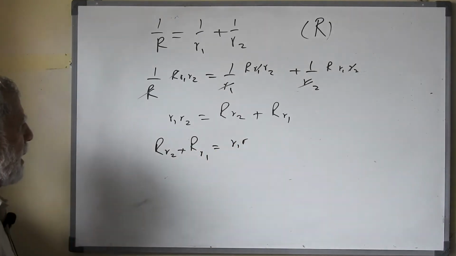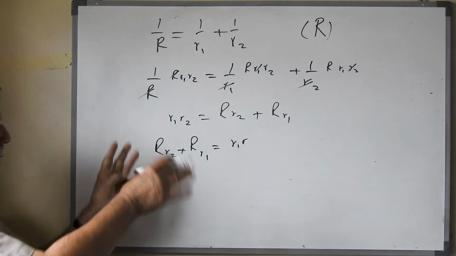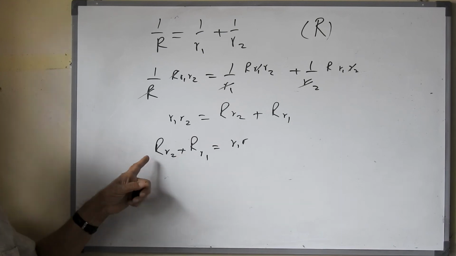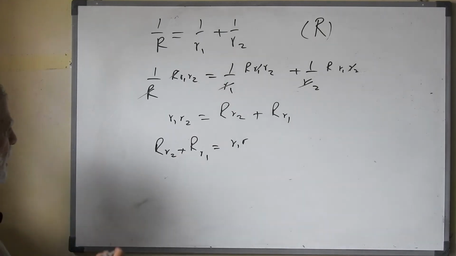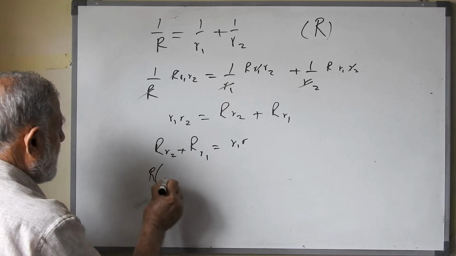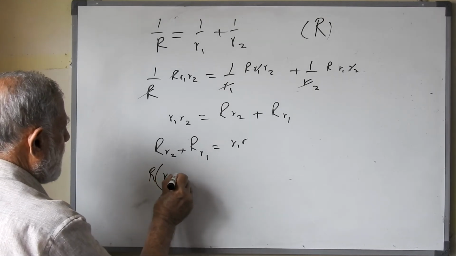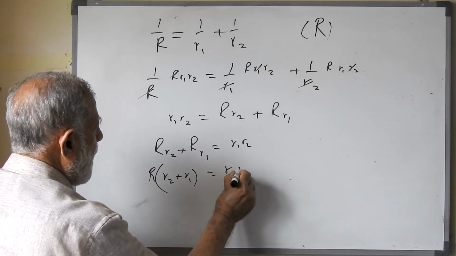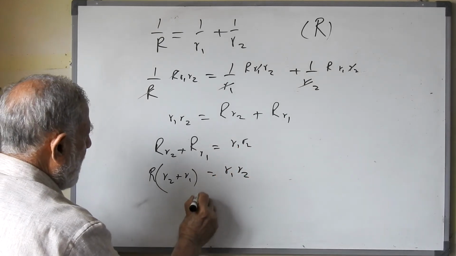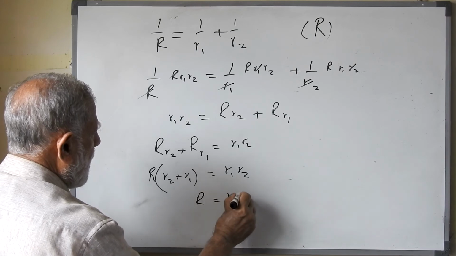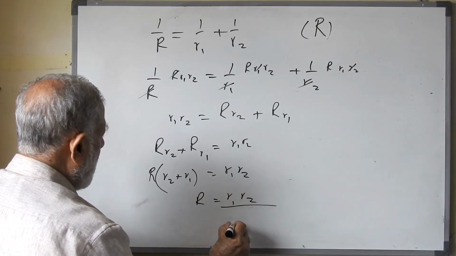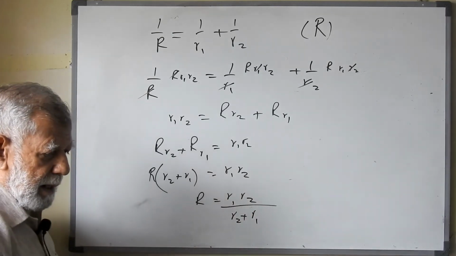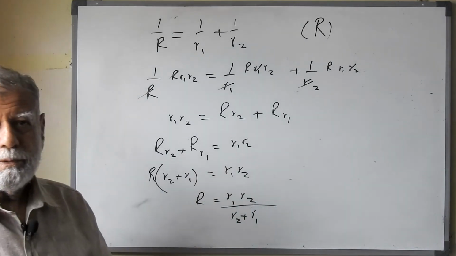Now here we have rotated and we have this. So now in both terms we are having capital R. So take capital R as the common factor, and R into (R2 plus R1) equals R1 R2. So capital R equals R1 R2 upon (R2 plus R1). So these are for children today.